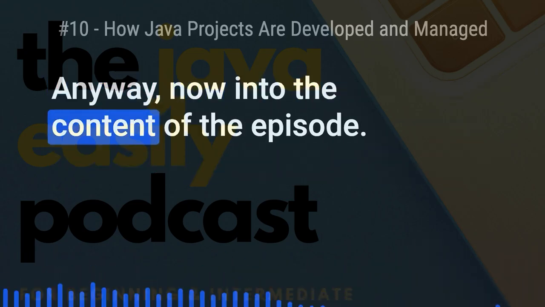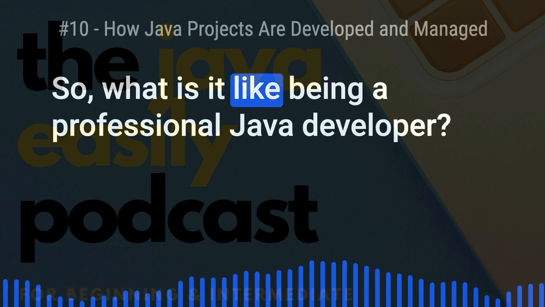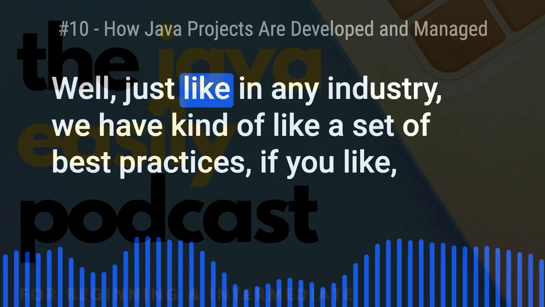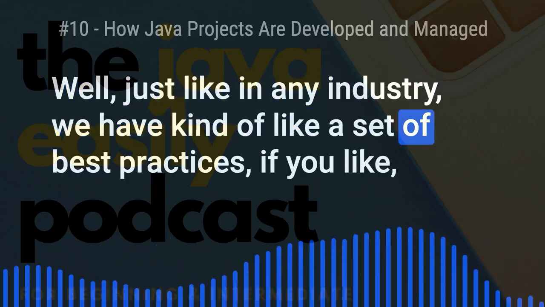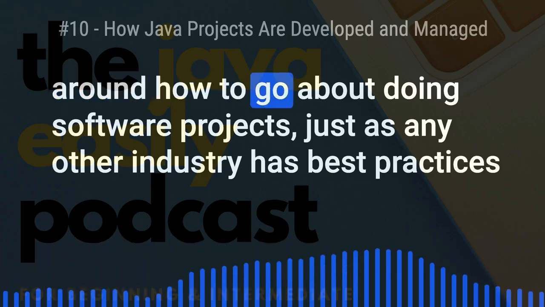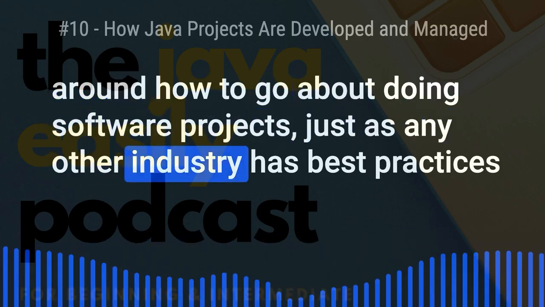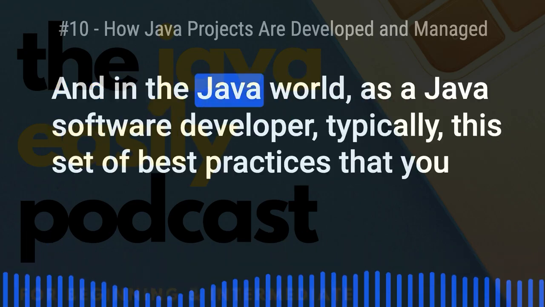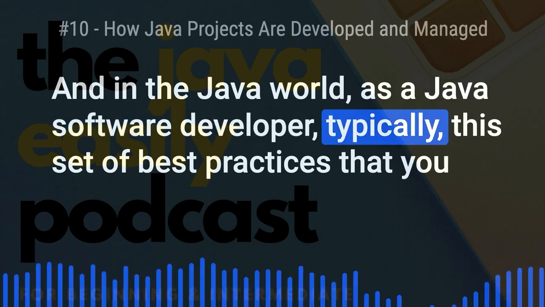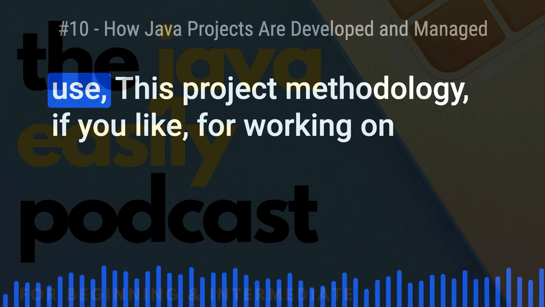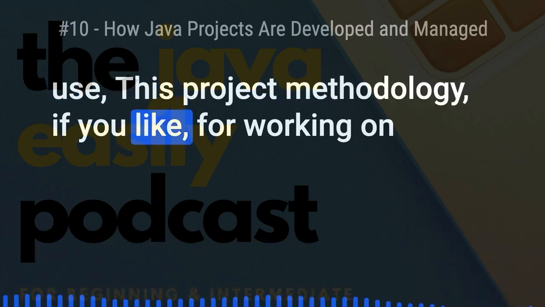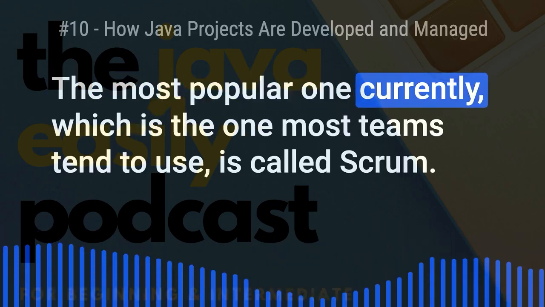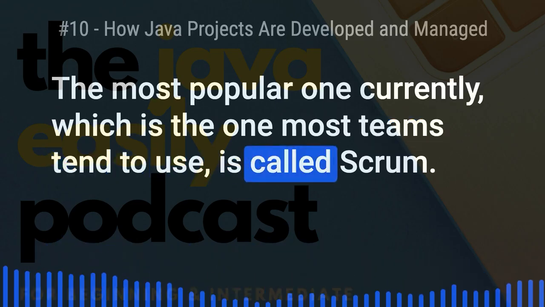Anyway, now into the content of the episode. So, what is it like being a professional Java developer, and what does our day tend to look like? Well, just like in any industry, we have a set of best practices around how to go about doing software projects, just as any other industry has best practices for whatever type of project exists in that industry. And in the Java world, typically this set of best practices, this project methodology for working on projects and developing and releasing software, the most popular one currently, which is the one most teams tend to use, is called Scrum.